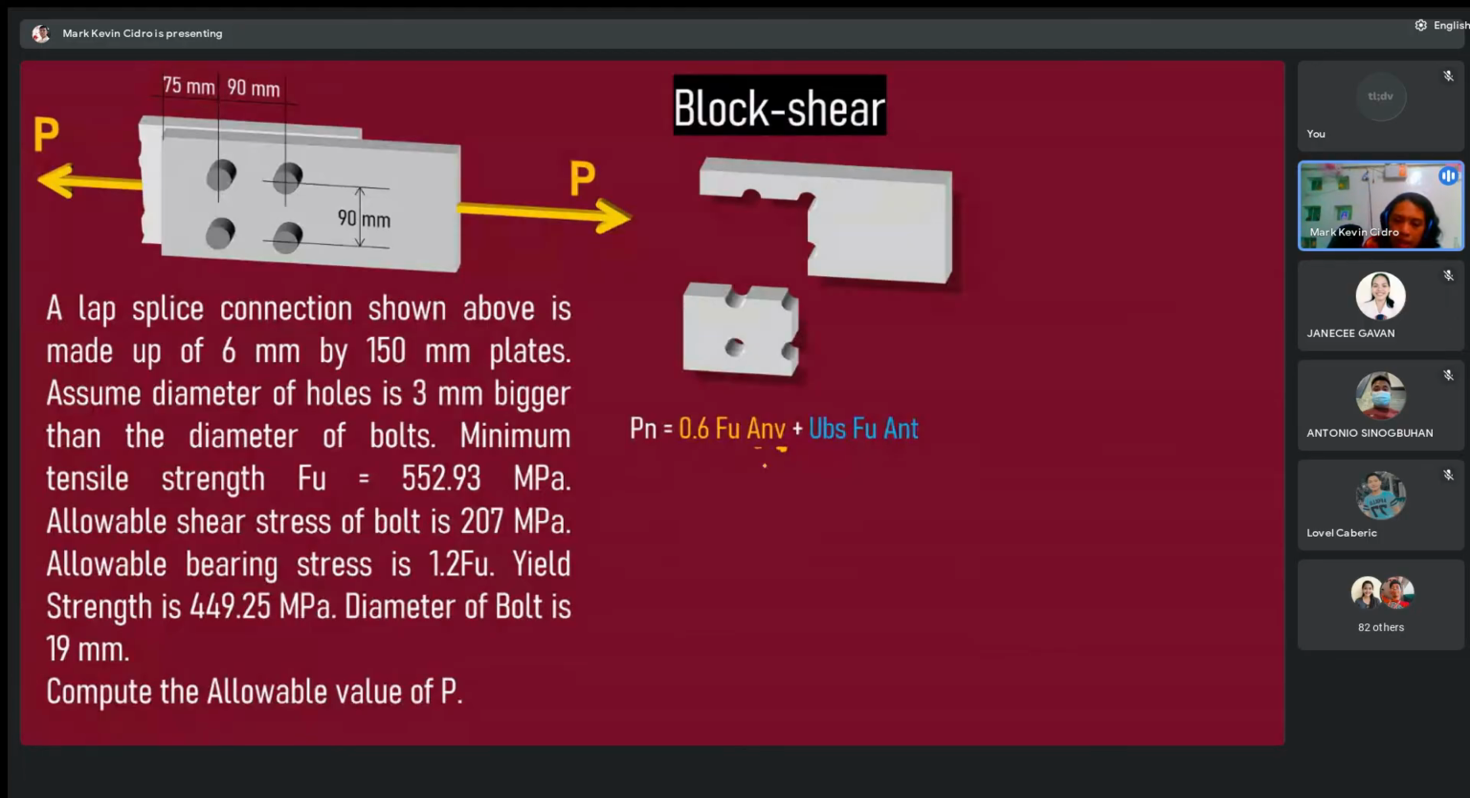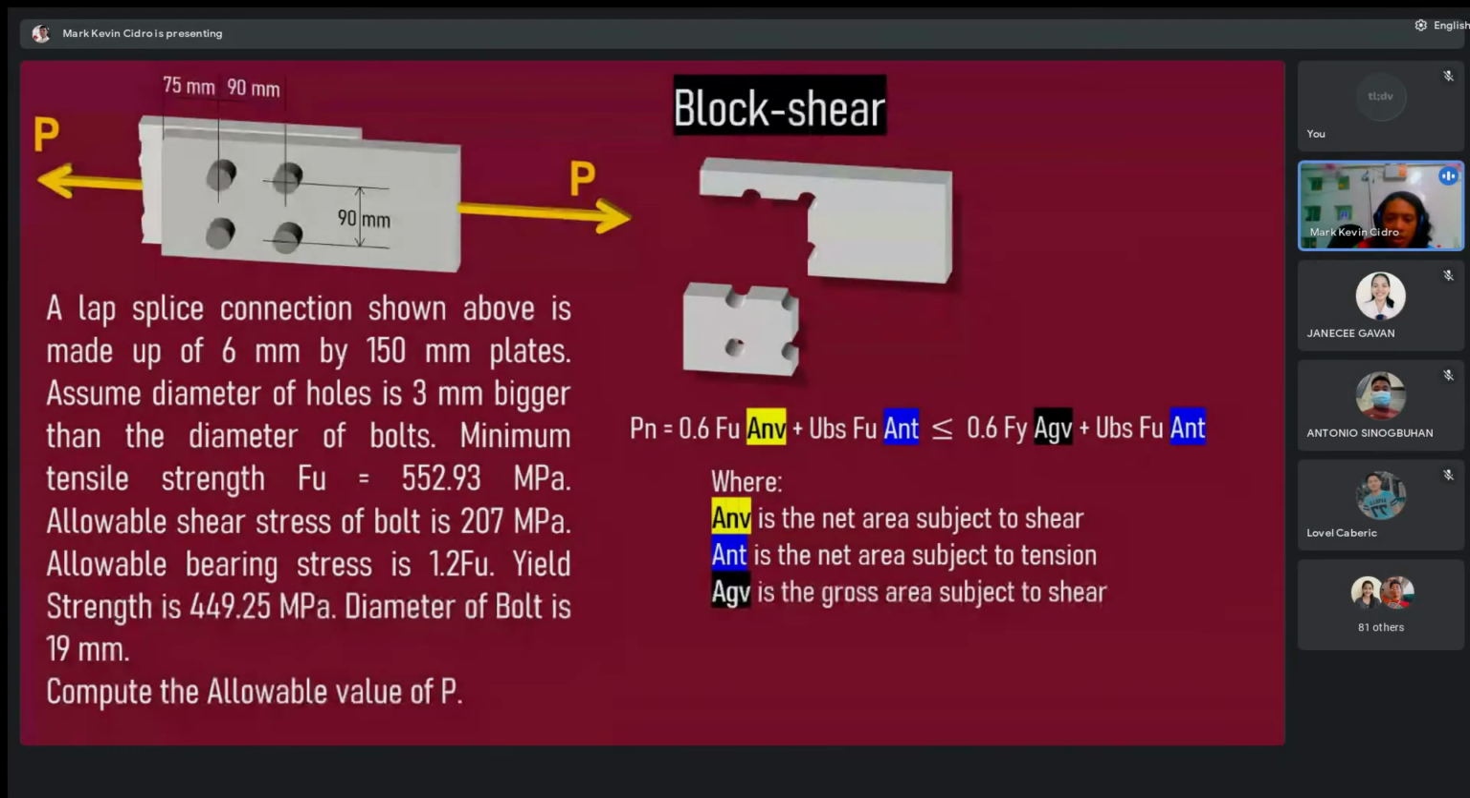Okay, shear here. Plus Ubs Fu times Ant. What is Ant? Ant is the net area in tension. Ubs, I will explain that later. So this should be lesser than or equal to 0.6 Fy Agv plus Ubs Fu Ant. Nakikita niyo, pareho lang halos.